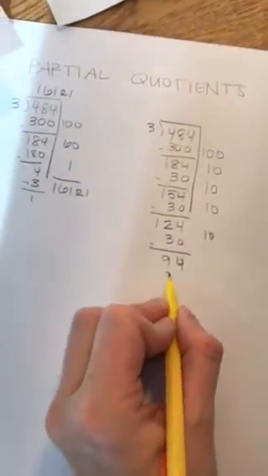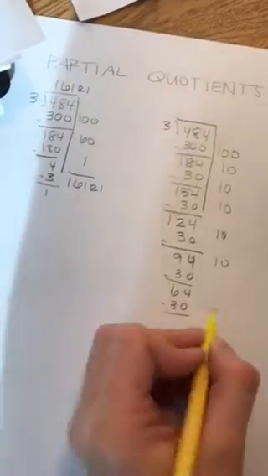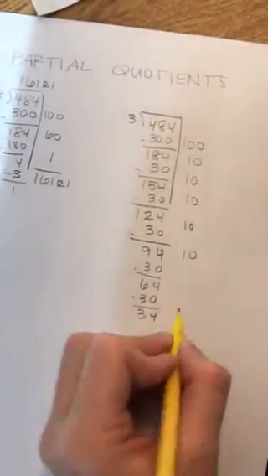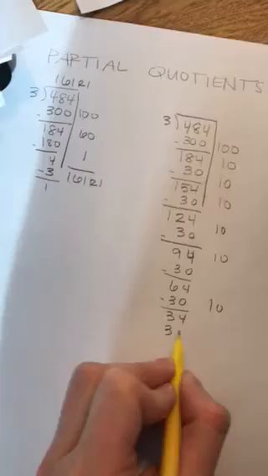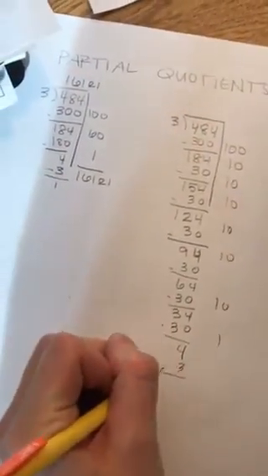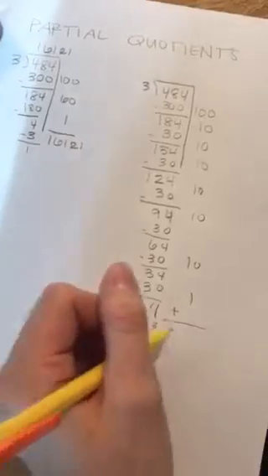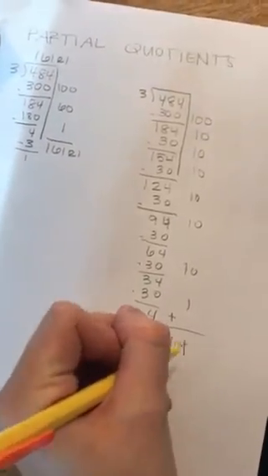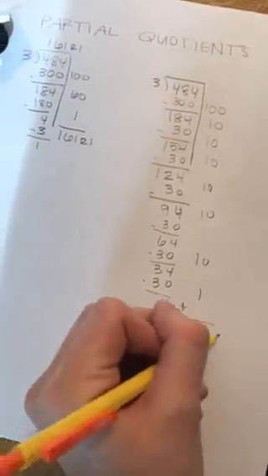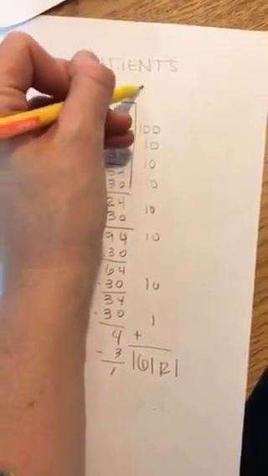And as you can see, this takes a lot more time. It's a lot more steps. But then if I add up all of those groups of 10 and my remainder, I will still get the same answer of 161, remainder 1. I can go ahead and write it up here at the top.